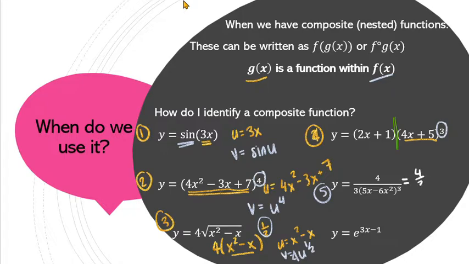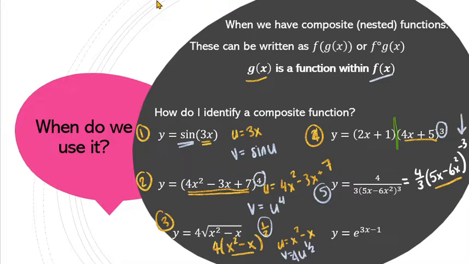4 over 3 times 5x minus 6x squared to the power of negative 3. So we're still using those negative exponents to set ourselves up for power rules or chain rules, as it were. And looking at this, we don't have anything other than chain rule, inner function, outer function.